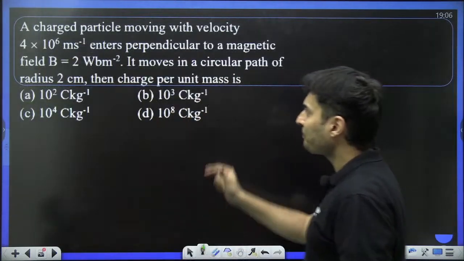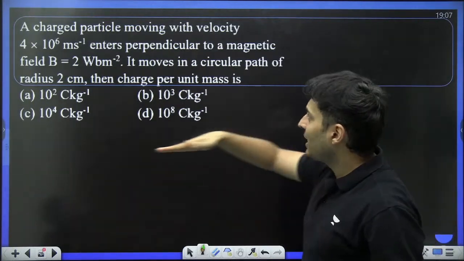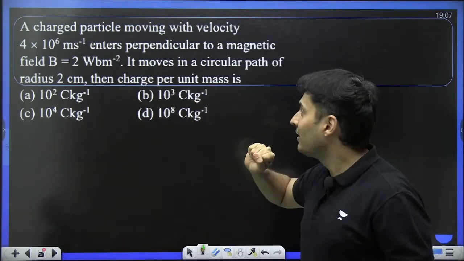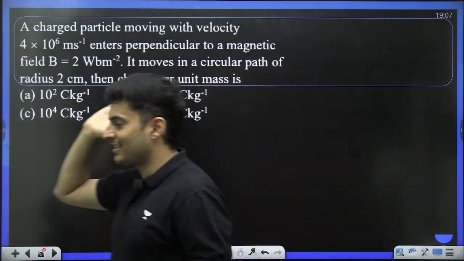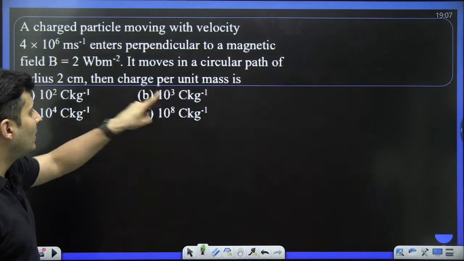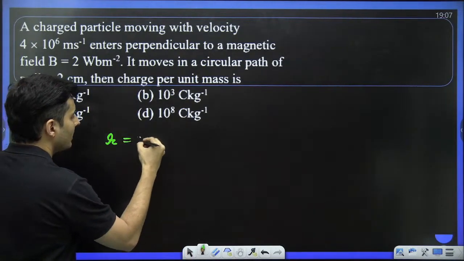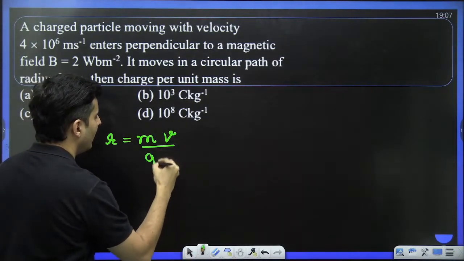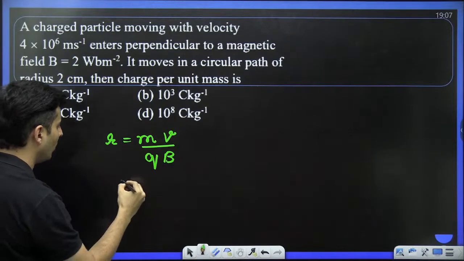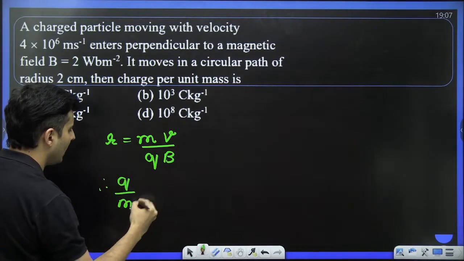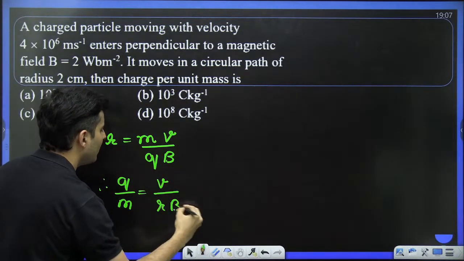Moving on to the next one. Charged particle moving with the speed of this much enters a magnetic field perpendicularly. Field is also given. Moves in a circular path of radius 2 cm. Charge per unit mass is asked. Okay, radius is given. Charge by mass is asked. So let's use the radius formula, obviously. Radius is mass into velocity divided by qB. What is asked? Charge per unit mass. So Q on the top, M below. So therefore Q divided by M will be, take R below, V is as it is on the top, V by RB.